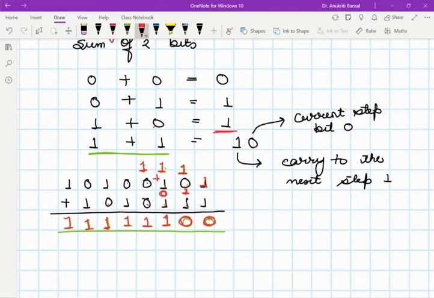Is this clear now? Ma'am, where did this come from? Where did what come from? These rules? Yes, like 0 plus 0 is 0, but 1 plus 1 is carry to the next step 1 and current step bit 0. These are like mathematics: 2 plus 3 is 5. These are the design things, the designing rules that 1 plus 1 is 0 carry 1. So these are the standard rules.